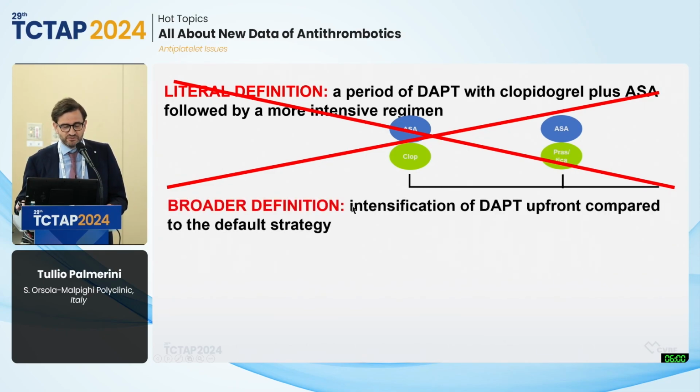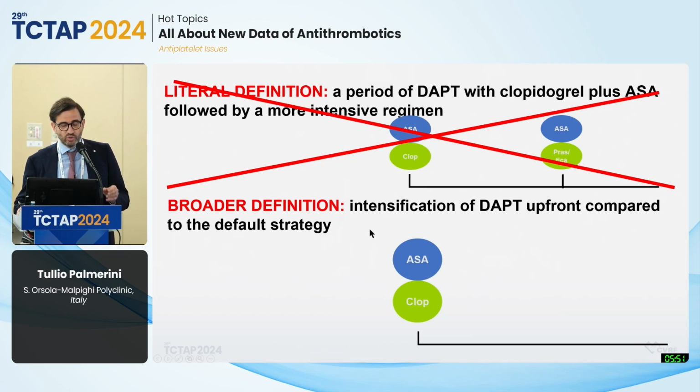So a broader definition would imply intensification of dual antiplatelet therapy up front compared to what would be the default strategy. So we should give, according to guidelines, ASA plus clopidogrel to a patient.